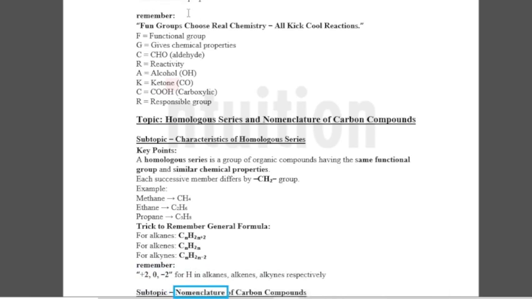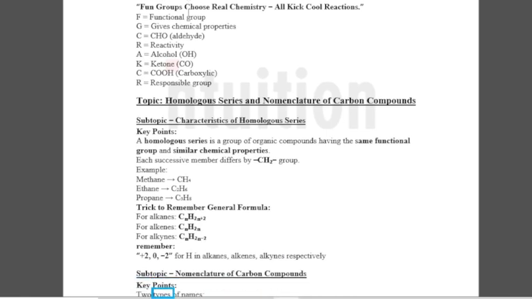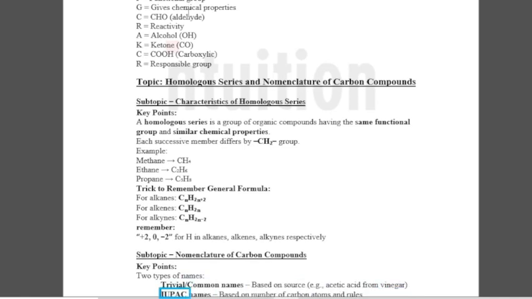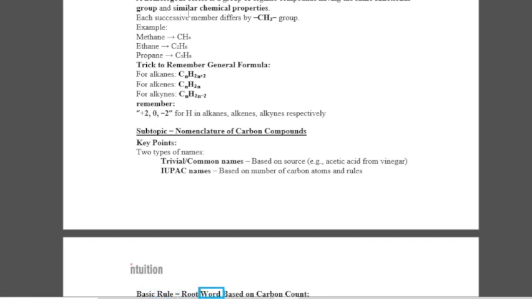Subtopic: nomenclature of carbon compounds. Key points: 2 types of names. Trivial or common names are based on source, e.g., acetic acid from vinegar. IUPAC names are based on the number of carbon atoms and rules. Basic rule: the root word is based on carbon count.